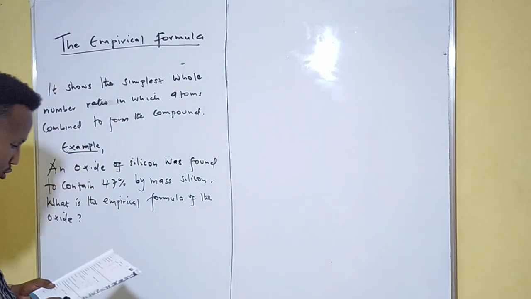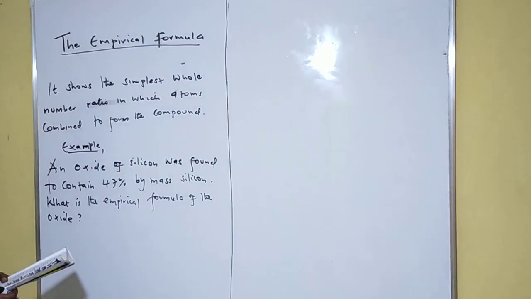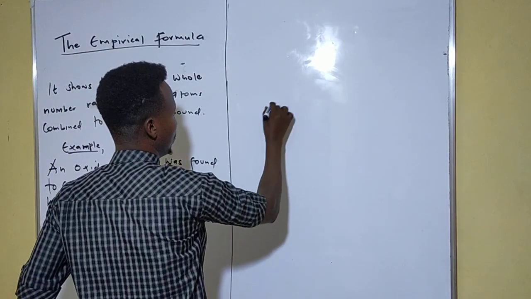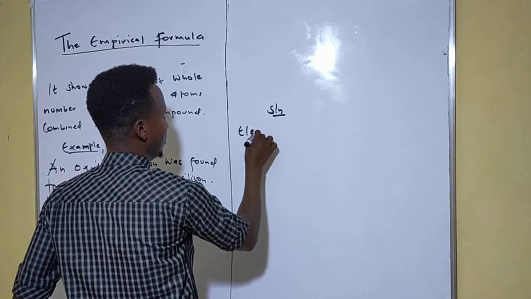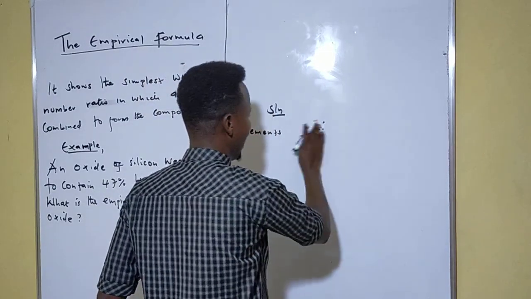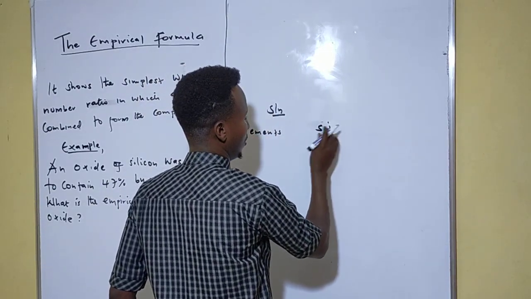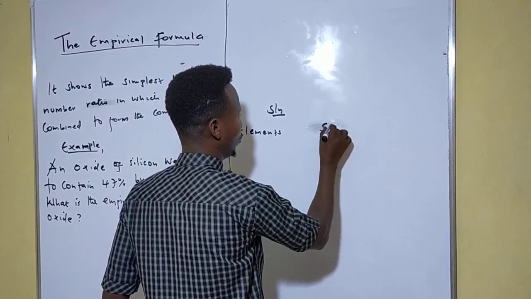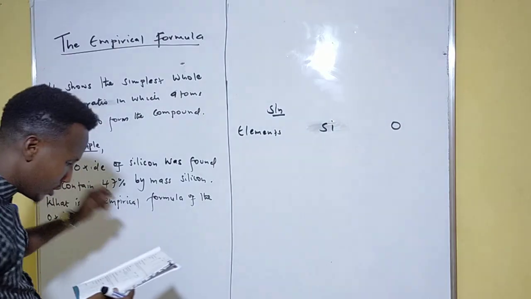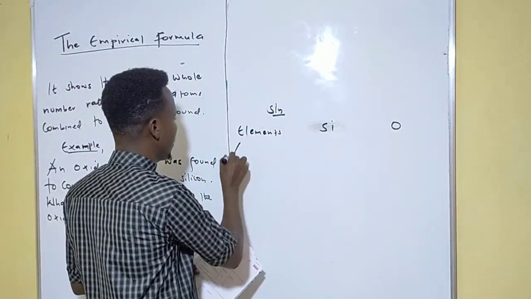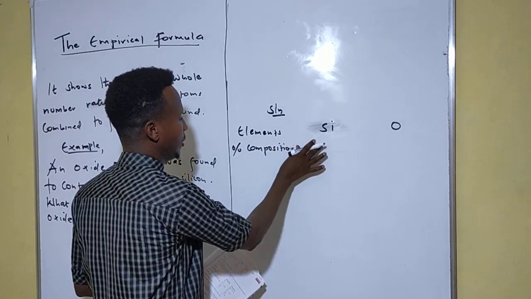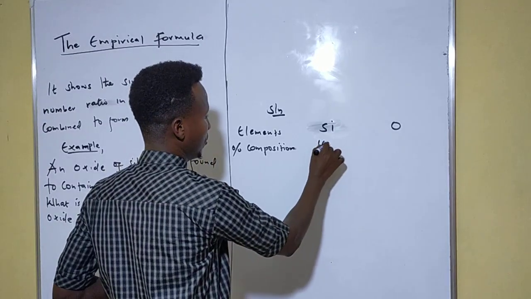We don't know the oxide, so we want to get that. Remember, these are the elements. Coming to the solution part, we will have first the elements here: silicon, which is abbreviated as Si, remember the S is capital, and oxygen. You're told 47% is the percentage composition of silicon.